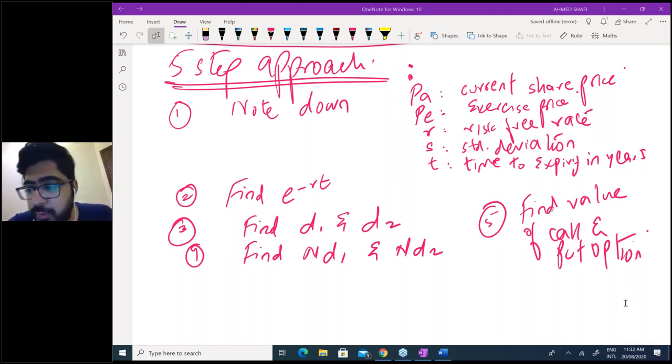Okay, now the thing that I want to tell you is the first step: you need to note the current share price, the exercise price, the risk-free rate, the standard deviation, and the time to expiry in years. These 5 things are likely to be provided in the question. They are all provided in the question.